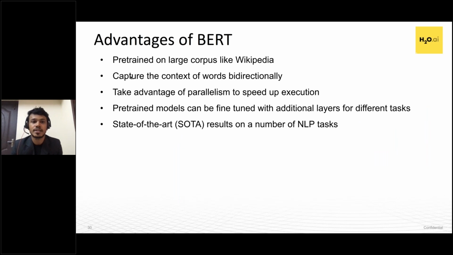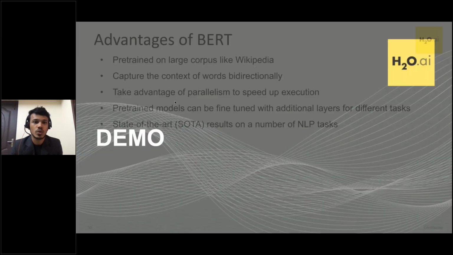And because it's pre-trained, if you want to fine tune it to any different task, you'll be able to do it quite quickly, right? And it captures the word context bidirectionally, and also it's much faster to train compared to LSTM, right? And most importantly, it does give state-of-the-art results on a number of NLP tasks. So with these things, it's quite easy to train a model.